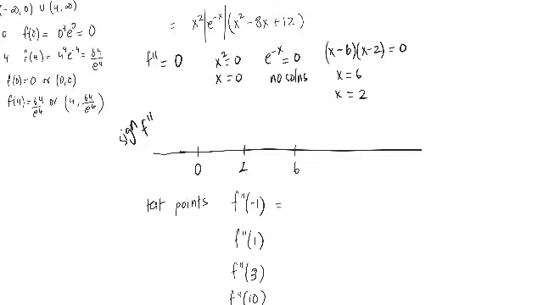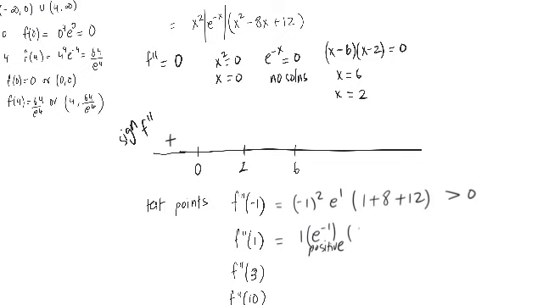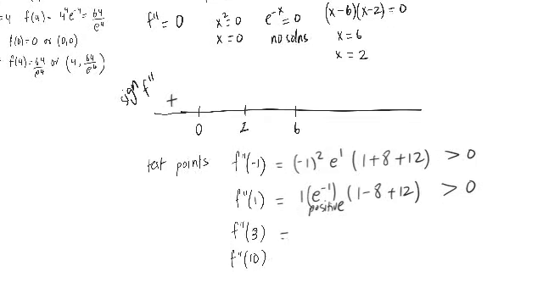F double prime of negative 1, the quantity squared, e to the 1, 1 plus 8 plus 12. So this is positive, so I'm positive here. This guy is 1, e to the negative 1. E to the negative 1 is positive, right? So please don't be confused by that. And then I'll get 1 minus 8 plus 12, which is still a positive number. So this is still all positive. So that's interesting.